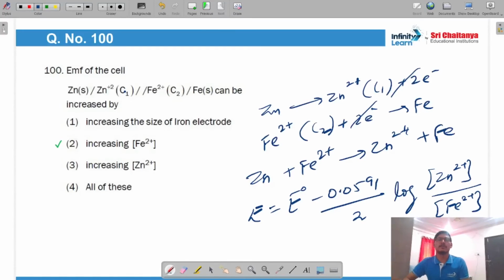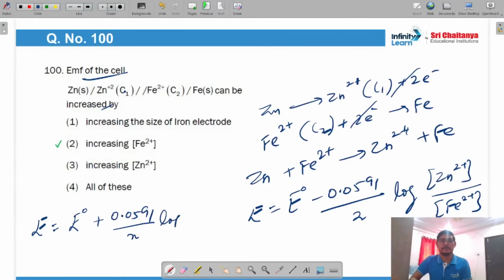Is that clear? Now, log A by B is minus log B by A, and we want to increase the EMF of this cell. So I can adjust this negative sign inside, and this fraction would become reciprocal, right? What I mean to say is E would become E naught plus 0.0591 by n, logarithm with iron in the numerator and zinc in the denominator. So of course the size of the iron electrode will not matter here in the EMF. Increasing iron ion concentration, yes. If you increase the concentration of Fe2 plus, EMF will increase. Increasing zinc, no. So that is the correct answer.